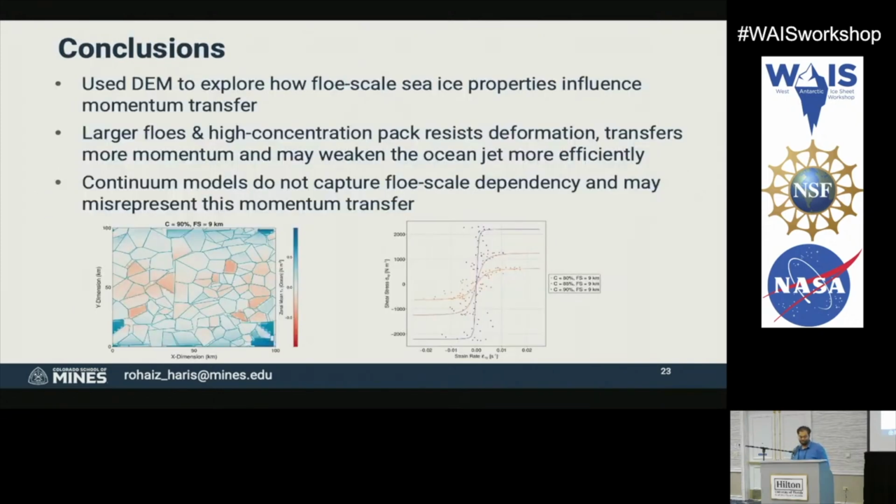So just to wrap things up, we used the discrete element model to explore how flow scale properties of sea ice can influence momentum transfer. We found that a more rigid pack resulting from larger flows or a higher concentration can resist deformation better. It transfers more momentum meridionally, and it has potential to weaken the ocean jet more efficiently. Continuum models don't capture this flow scale dependency and may misrepresent this momentum transfer. And I'll just leave you with that and take any questions. Thanks.